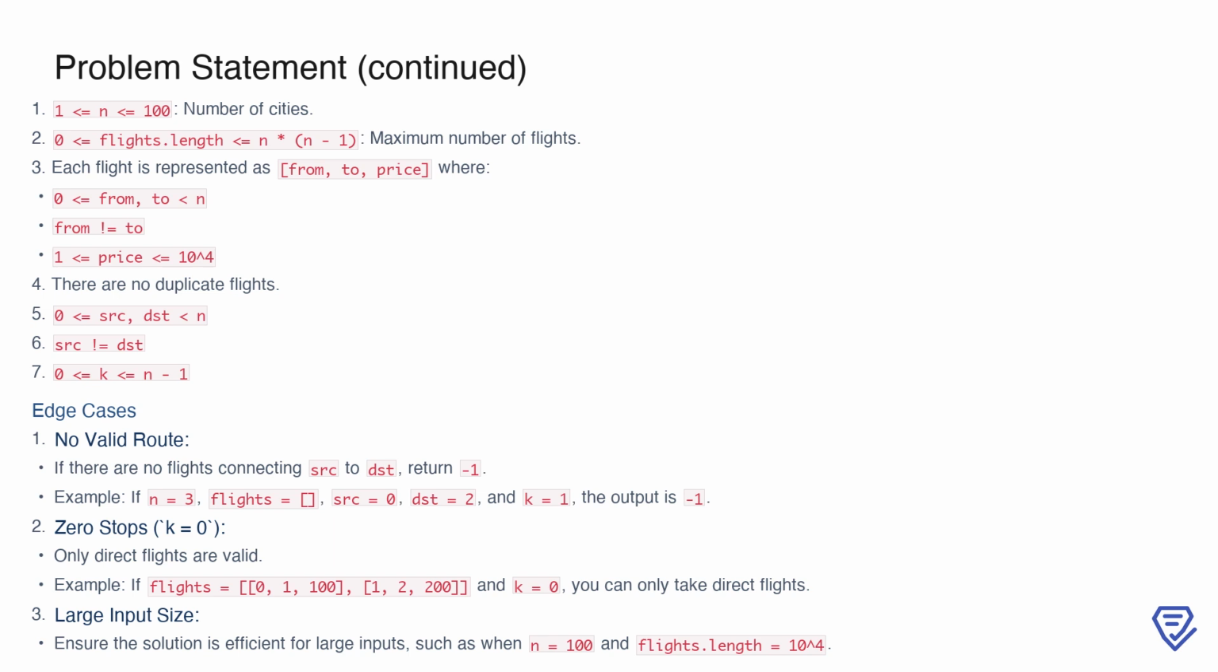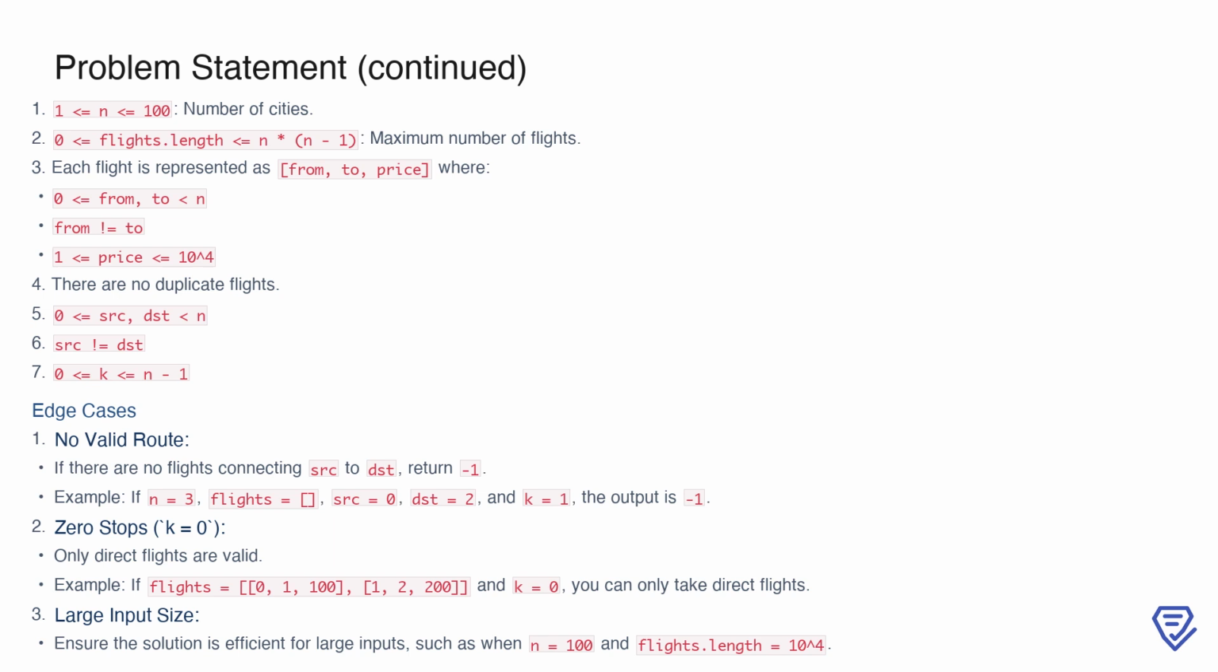The problem imposes several constraints to ensure clarity and feasibility. The number of cities, n, ranges from 1 to 100. The total number of flights can be at most n times n-1, which represents all possible directed flights between different pairs of cities. Each flight is defined by its source, destination, and price, where the source and destination are valid city indices and the price is a positive integer up to 10,000. There are no duplicate flights, and the source and destination cities for a given query are distinct. Additionally, the maximum number of stops allowed, denoted by k, is constrained between 0 and n-1.